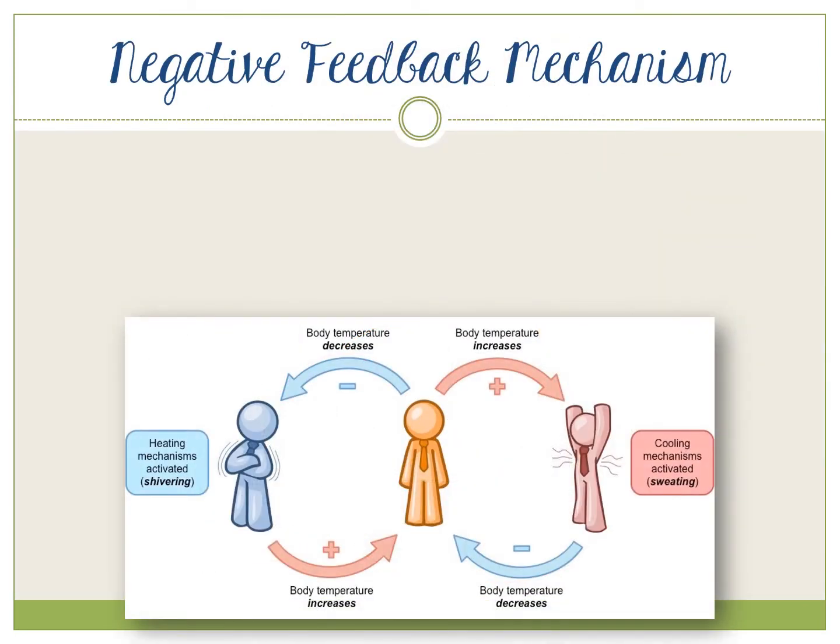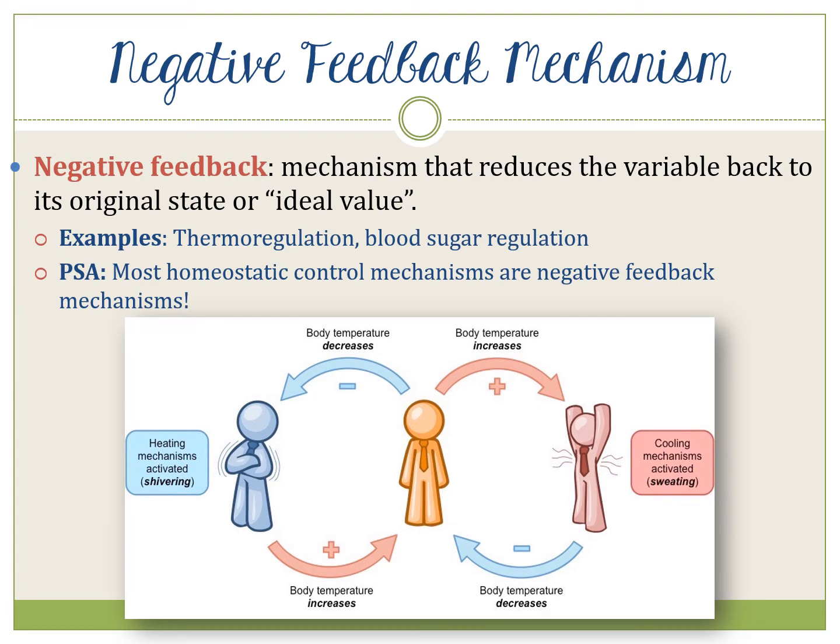When it comes to maintaining homeostasis, there are 2 types of feedback mechanisms that can come into play. So one or the other. And the first one I want to talk through is negative feedback. Sometimes these are also referred to as feedback loops, but I've got them here referred to as feedback mechanisms. So in a negative feedback mechanism or loop, we have a reduction of the variable back to its original state or ideal value.